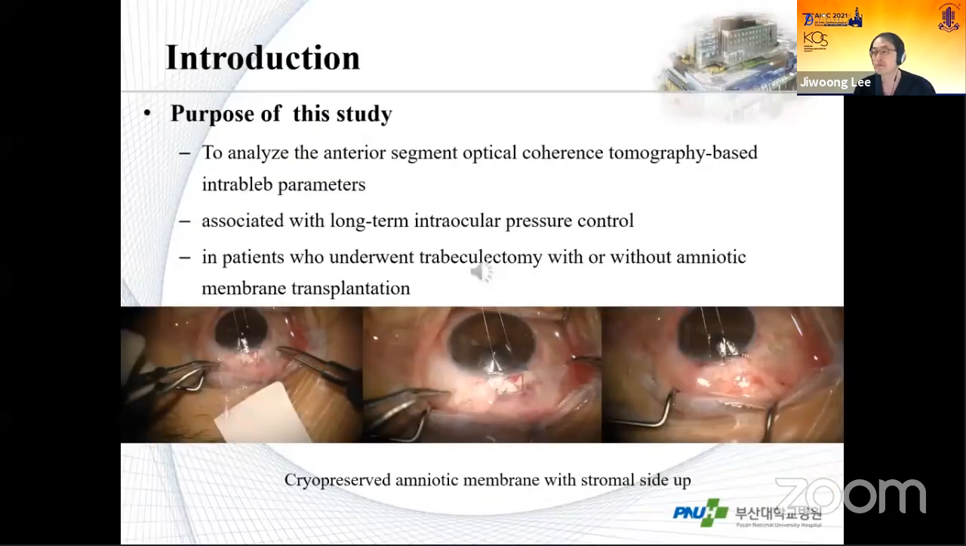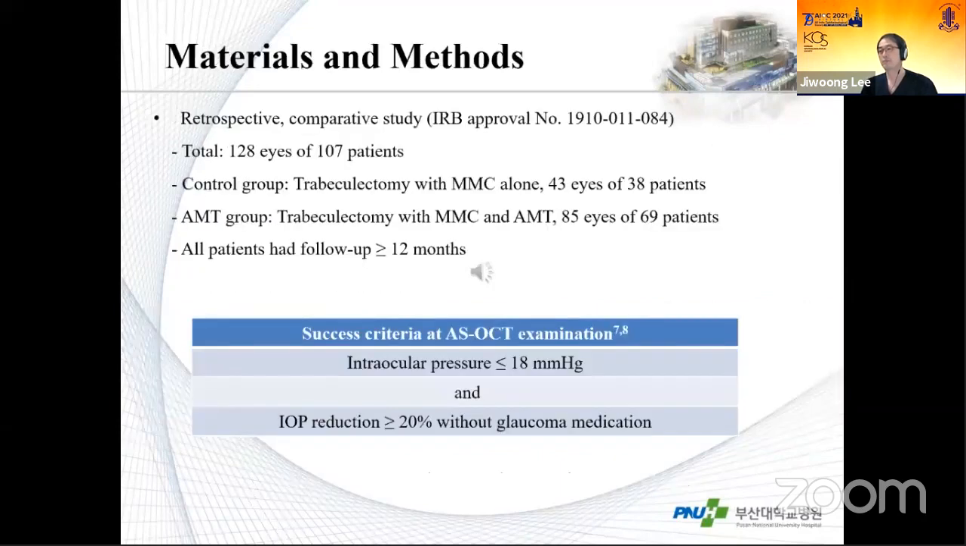The purpose of this study was to analyze the anterior segment optical coherence tomography-based intrableb parameters associated with long-term intraocular pressure control in patients who underwent trabeculectomy with or without amniotic membrane transplantation. Cryopreserved amniotic membrane with stroma was used in the surgery. This was a retrospective comparative study with 128 eyes of 107 patients.